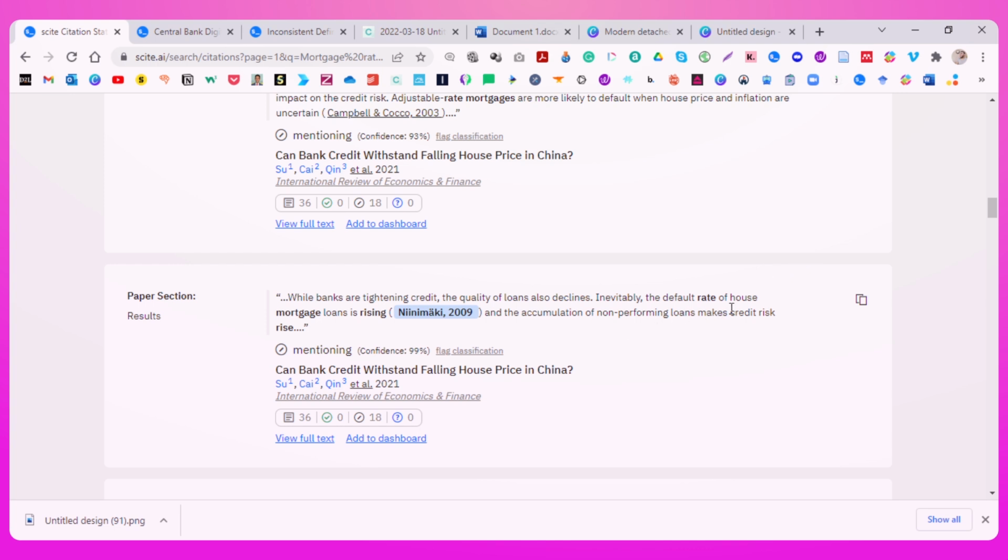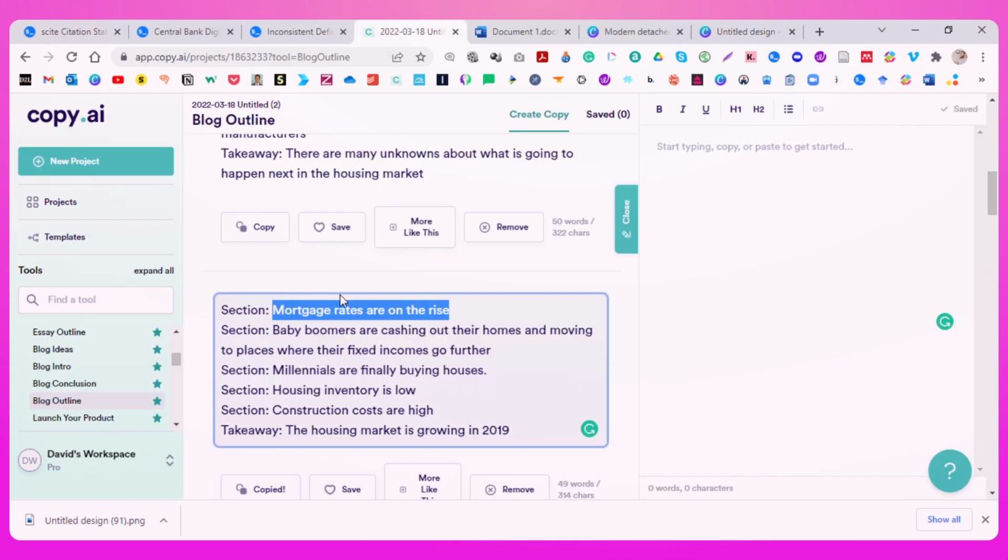And I believe the default rate of housing mortgage rates are rising. Okay, so we do have some information right here. This is the third time I've seen now discussion about the default rate of the housing mortgages rising. So there's something going on with that. Now, when we talk about specifically mortgage rates on the rise, we don't know that for sure yet based off of research. Let's take a look at this one.